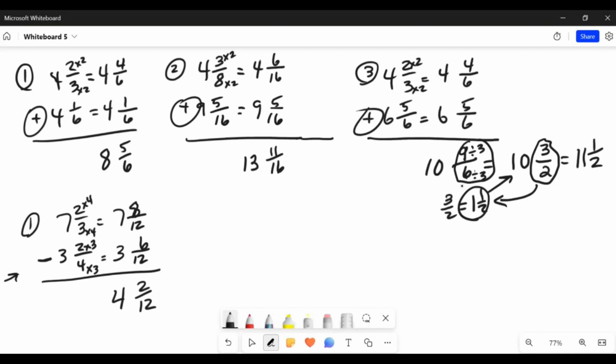But the 2/12ths is not reduced. We can divide the top and bottom of this by 2, and we get 4, and 2 divided by 2 is 1. 12 divided by 2 is 6. So we get 4 1/6 as our answer.